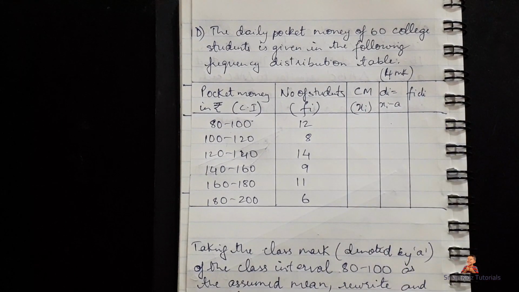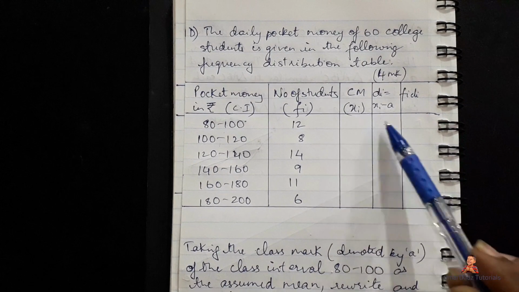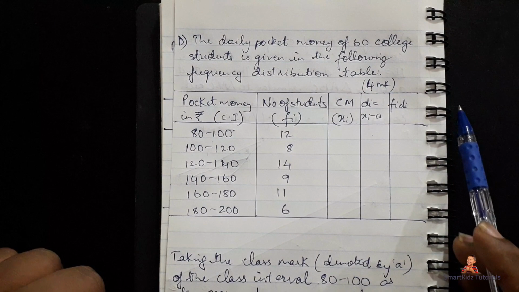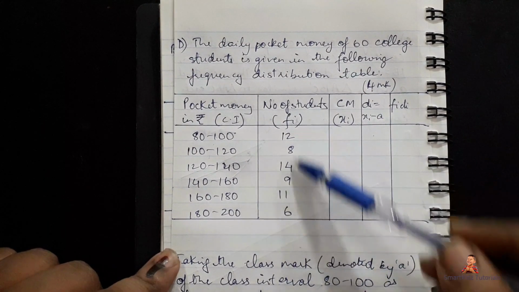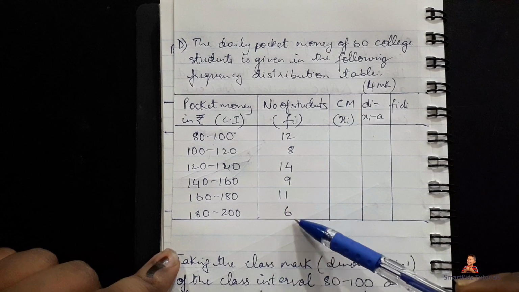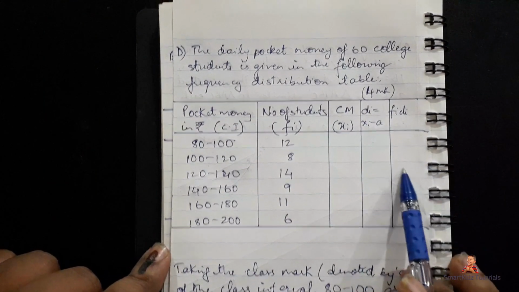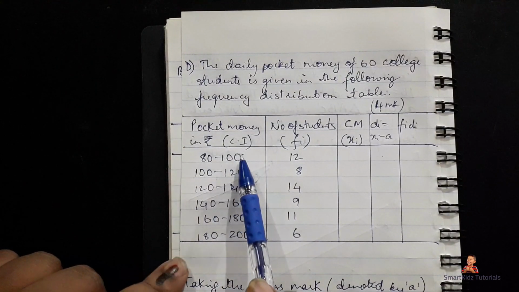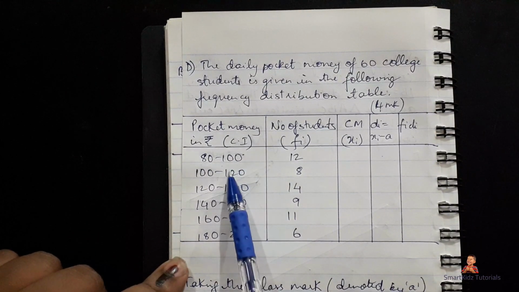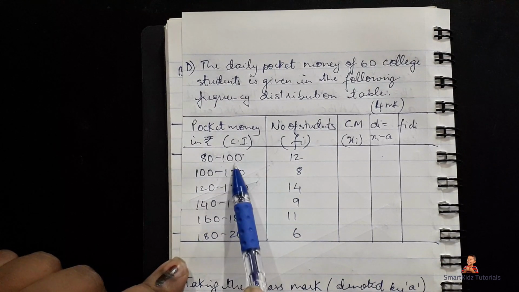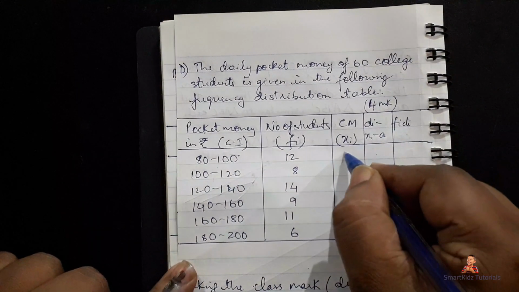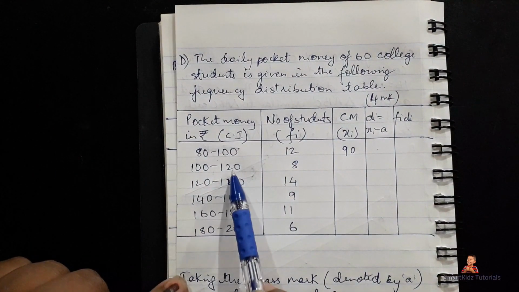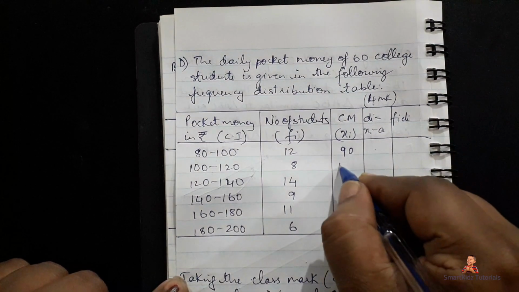For that we'll write down the formula, but we can fill this up first. This will help us to complete the formula as well. So we have been given the frequency over here: 12, 8, 14, 9, 11, 6. Class marks. How do you get class mark? Class mark is nothing but you add the lower limit to the upper limit and then divide it by 2. So 80 plus 100 divided by 2, that will give you 90. Then 100 plus 120 will give us 220, divided by 2 will give us 110.